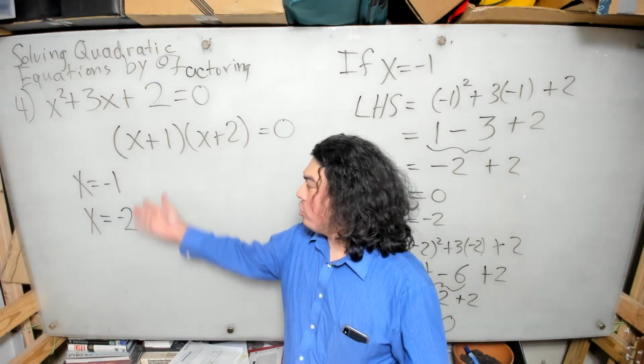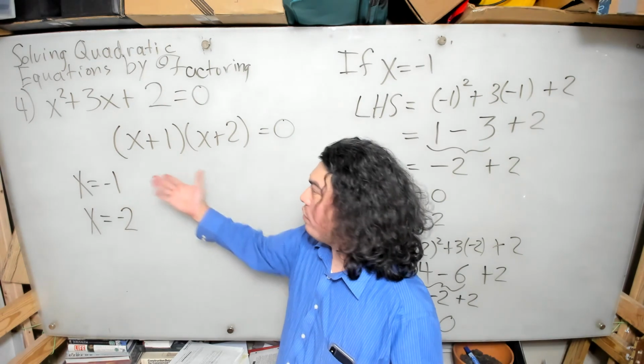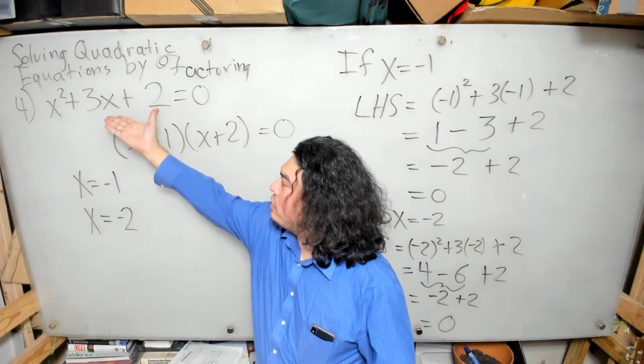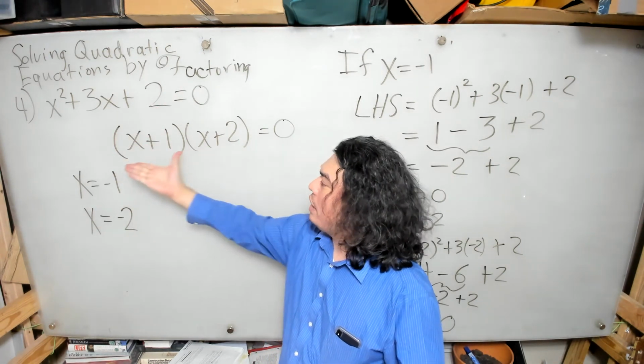And these are them. And again, we solved this one by factoring because we were able to express this as the product of 2 linear factors.